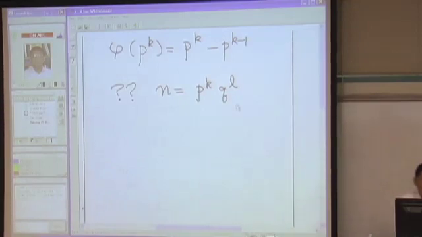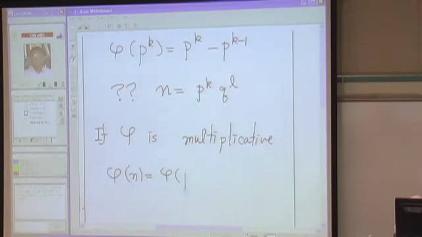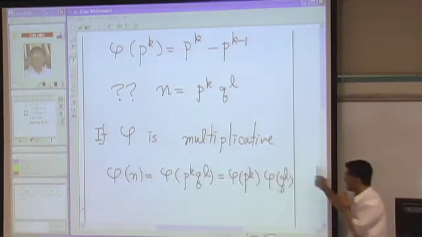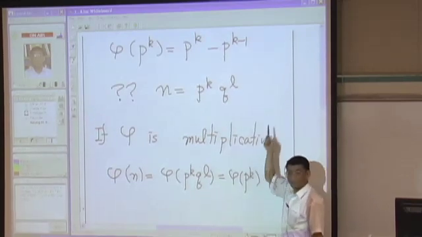If phi is multiplicative, then what happens? Phi of n equals phi of p to the power of k, q to the power of l. Because the function is multiplicative and p and q are distinct primes, this is phi of p to the power of k times phi of q to the power of l. Once we reach this level, this is trivial because of the above fact.